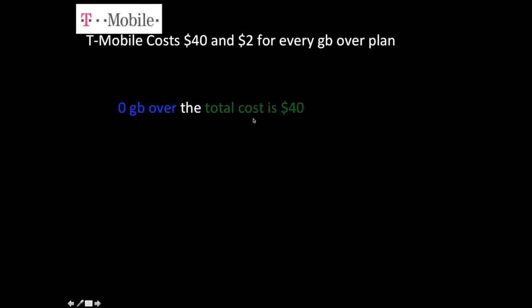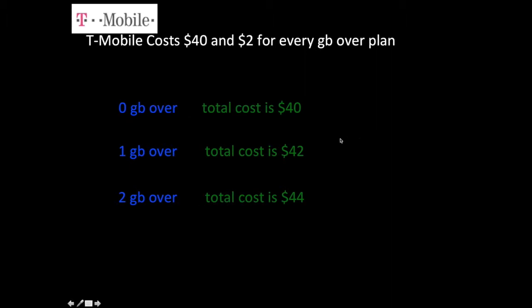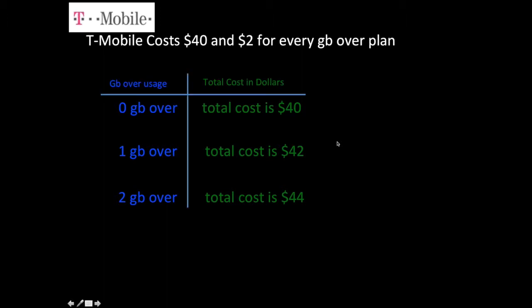So don't do this. Hopefully you're not going to go over at all and your total cost will be 40 bucks. If you go 1 gigabyte over, it'll be 42. 2 gigabytes over, it'll be $44. So again, you see we're repeating the same words over again. We're going to put the gigabytes over here, and you can see the blue goes with the blue, the green goes with the green. The blue is the gigabytes over, the green is the total cost.